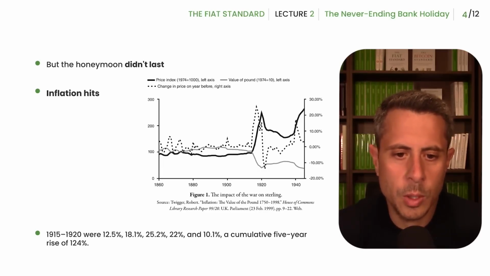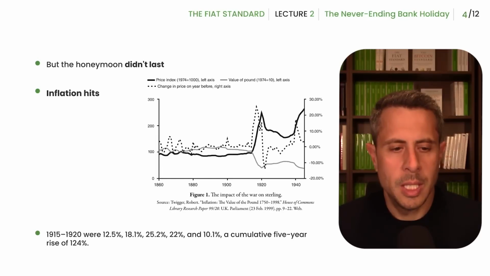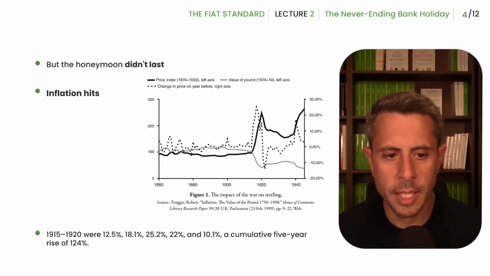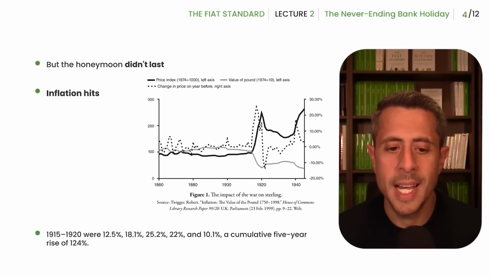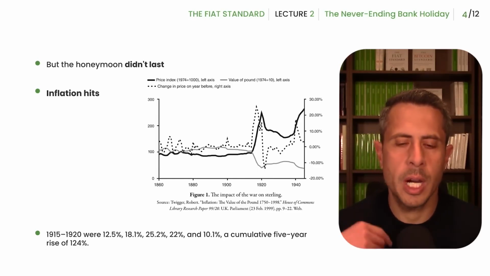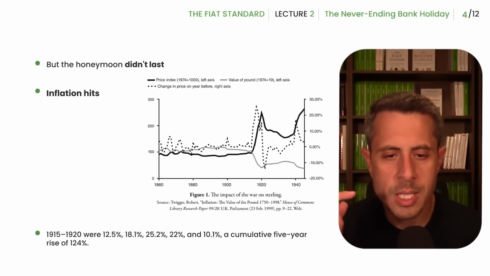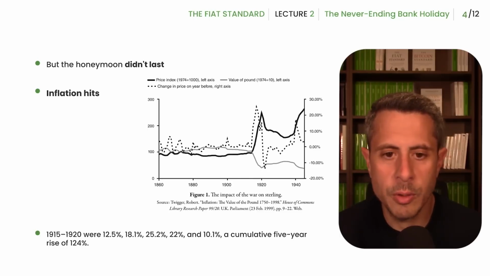And so, according to the price index that the British government published in the UK Parliament papers in 1999, which you can see the source in the chapter, in chapter 2, in 1915, prices went up by 12.5%, and then the next year was 18.1%, and then 25.2%, and then 22%, and then 10.1%. So the cumulative rise over the 5-year period was 124%. So prices more than doubled over the 5-year period of the war, which was a very, very high rise.